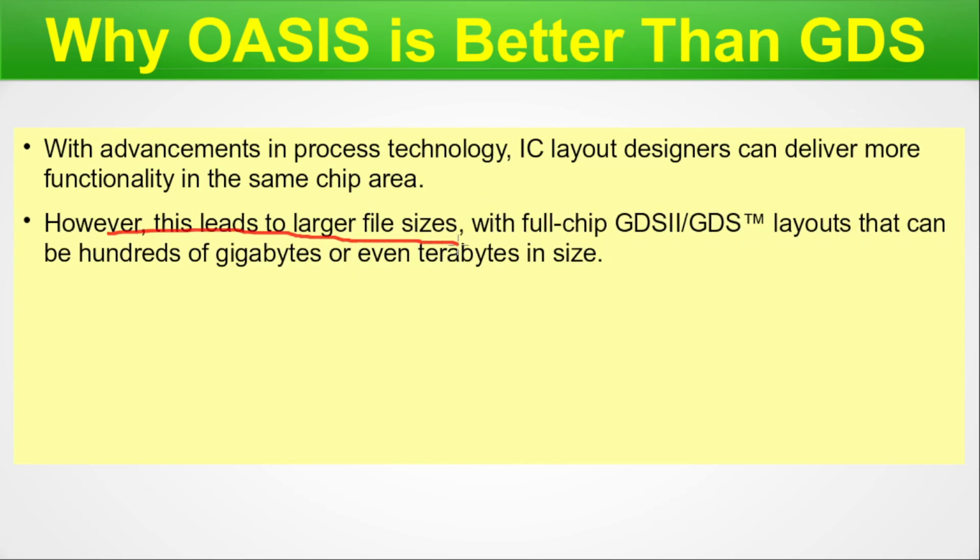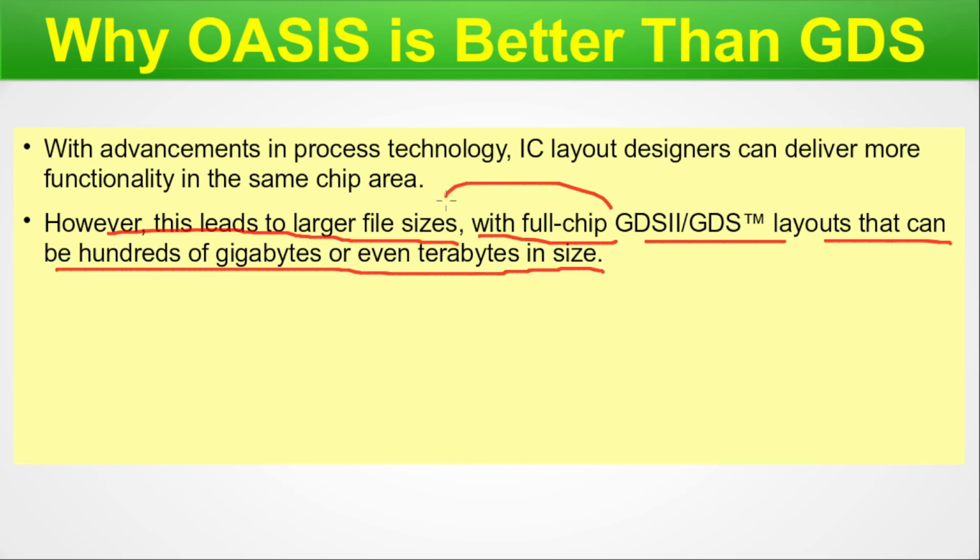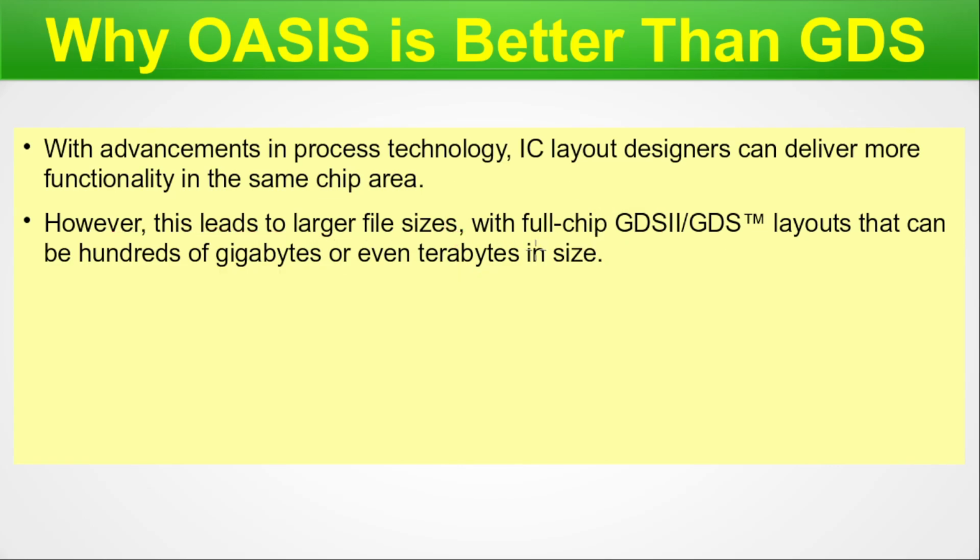However, this leads to large file sizes, with full-chip GDS layout files being hundreds of gigabytes or even terabytes in size. Why do we talk about full chip? We can have full chip and sub-chip. Sub-chip means we just design the layout of a part of a chip, or the chip as a whole. At that time, the layout consists of macros, analog blocks, and digital blocks, all of them together to get the required output. That ensemble is huge in size, terabytes.